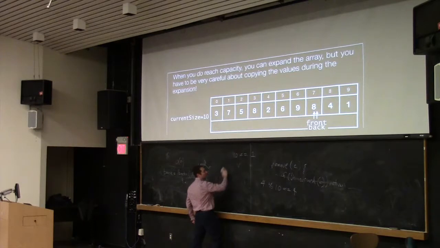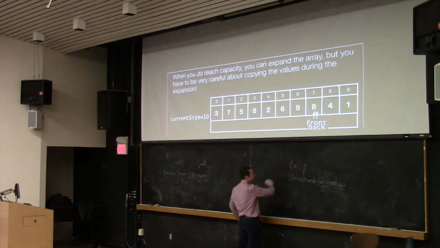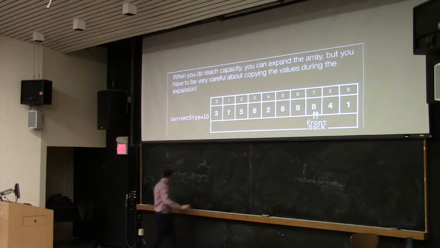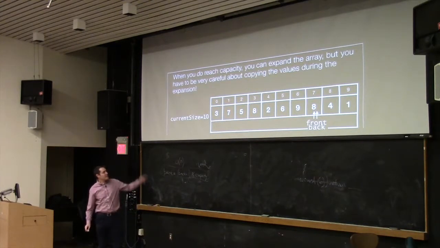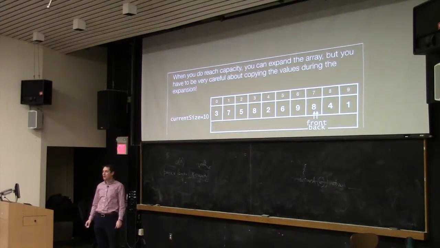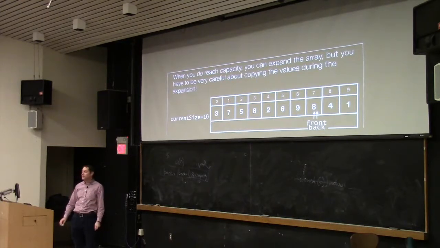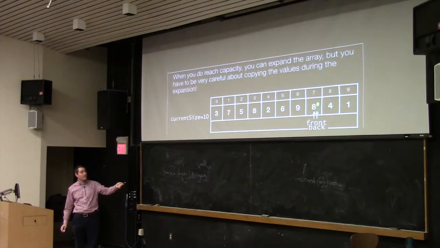This circular queue works only until you get to a full queue. Let's think about what we're going to do to actually expand this. Current size is 10. If we tried to add one more to this, we couldn't because it's full. That is no longer a dead squirrel. That is the next available spot, but it's also the front.